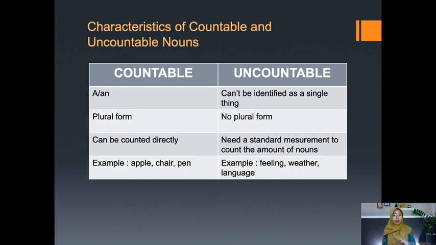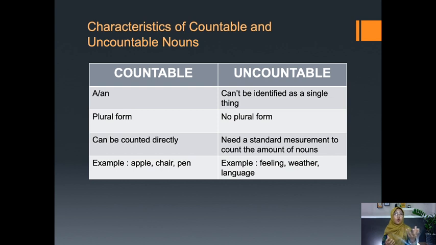But an uncountable noun cannot be identified as a single thing. Can you say, I have a sugar, or I have a rice? Can you imagine what it means? A rice means saya punya sebutir nasi. Apakah Anda makan hanya dengan sebutir nasi? No, right? You will eat a plate of rice maybe, or maybe a kilo of rice. So you can't identify this rice as a single thing because you need a standard measurement to count.